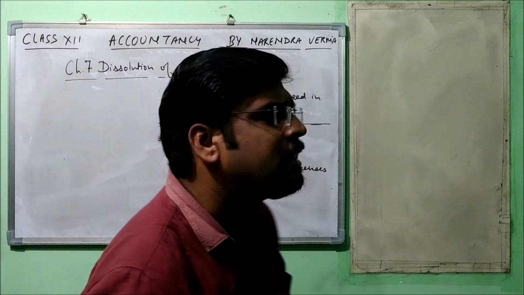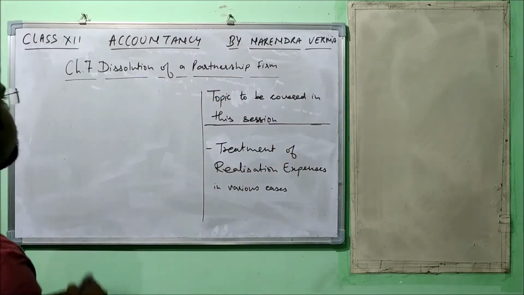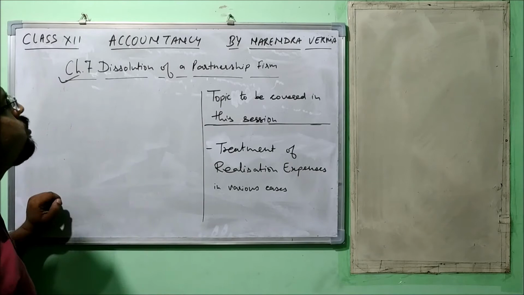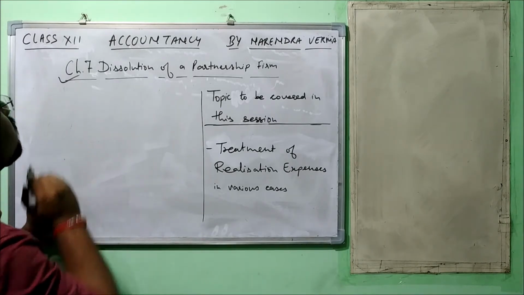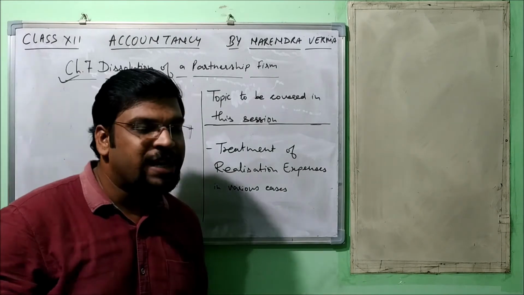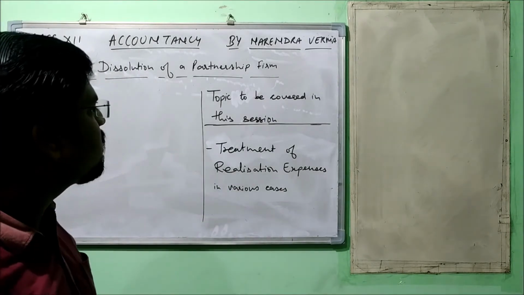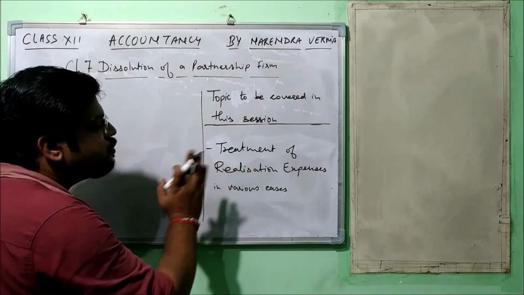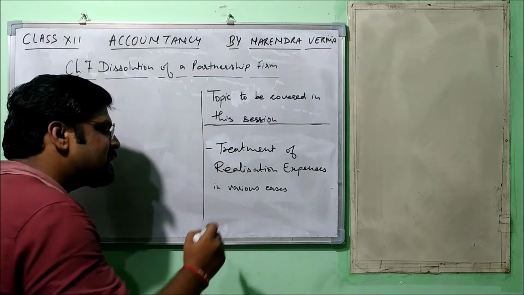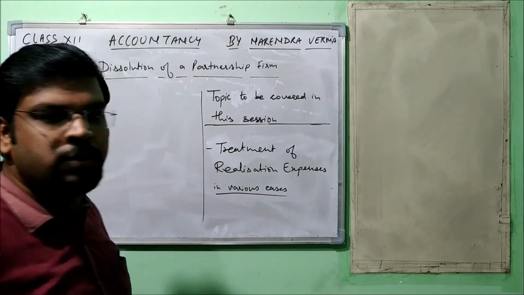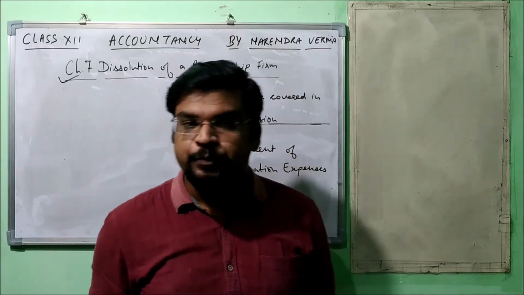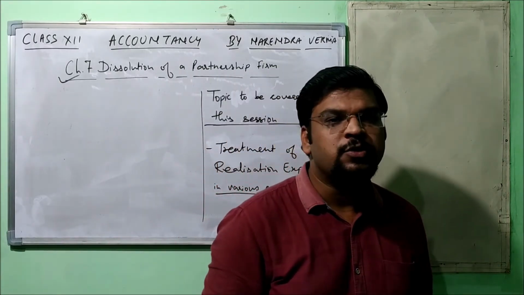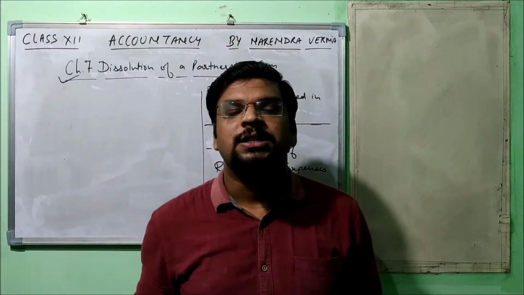As you know very well, we have been dealing with chapter number 7, that is dissolution of a partnership firm in accountancy for class 12 CBSE syllabus, right? And in today's session, we are going to discuss the treatment of realization expenses in various cases, right? I already explained in the last video what realization expenses are.